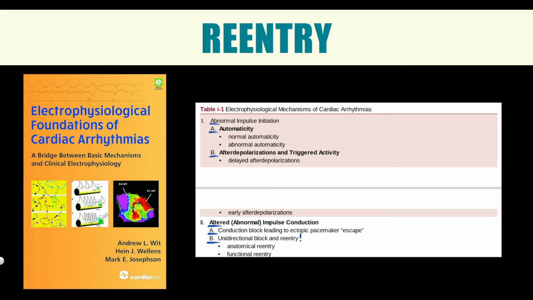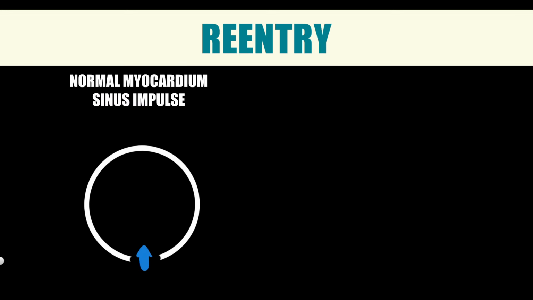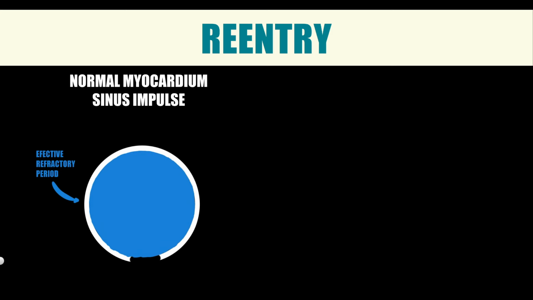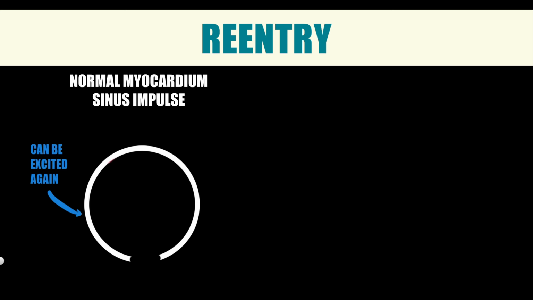But firstly, let's check how normally impulse goes through the myocardium. After each normal cardiac cycle, tissue is in an effective refractory period. During this time, cardiac cells cannot be excited again. Relative refractory period follows after effective refractory period. If the stimulation occurs at this time, conduction speed decreases. Full recovery of cells' excitability occurs only after termination of relative refractory period.